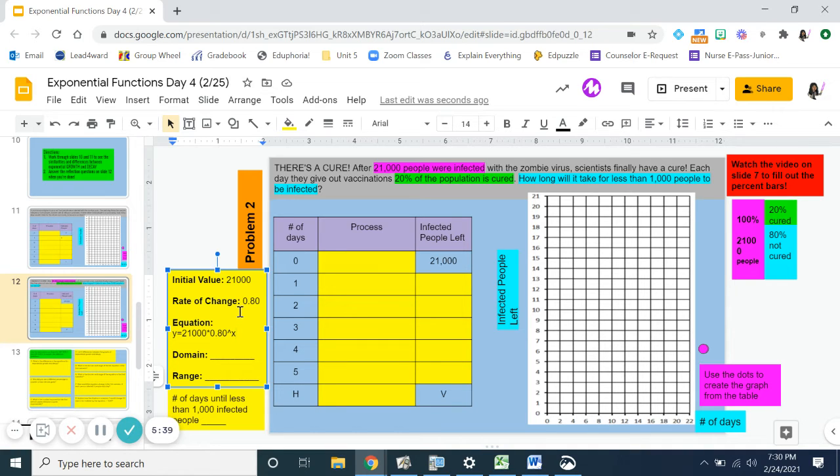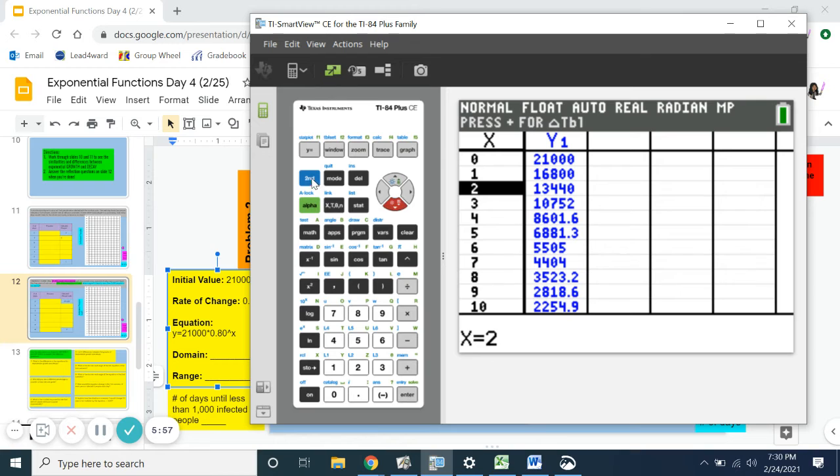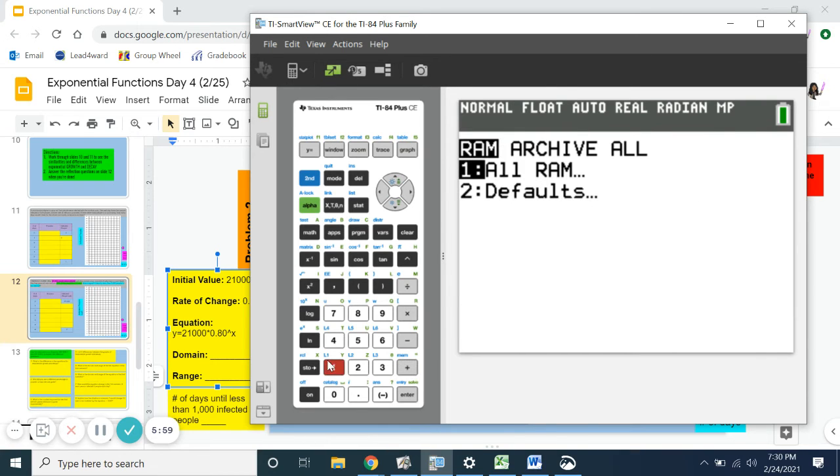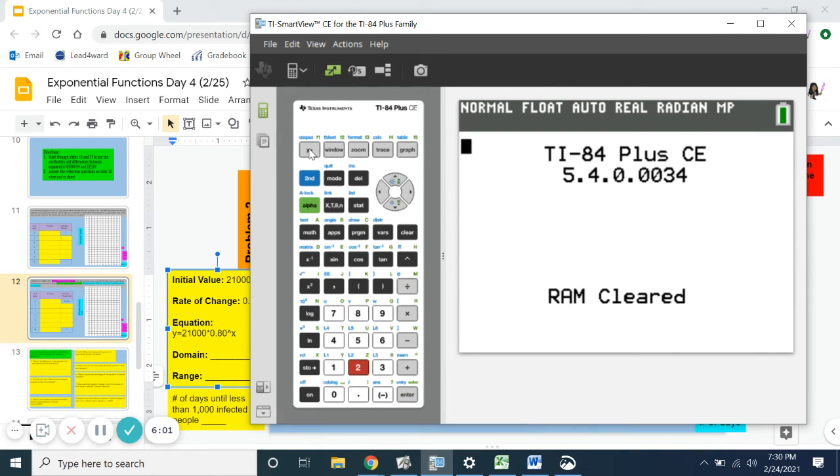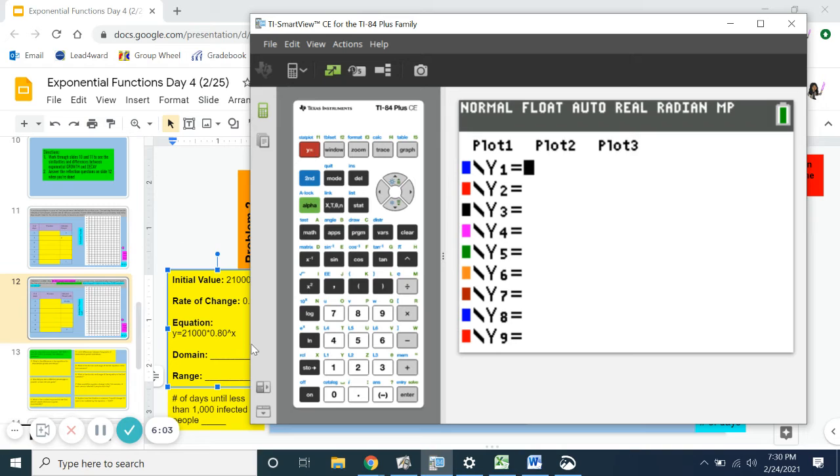Okay. So now that I have the equation, I can start filling out my table. I can create my graph and find out any information that I need. Especially to answer the question, how many days does it take to have less than 1,000 people infected? So I'm going to plug that into my calculator. I'm going to go to my y equals, and I'm going to plug that equation in.